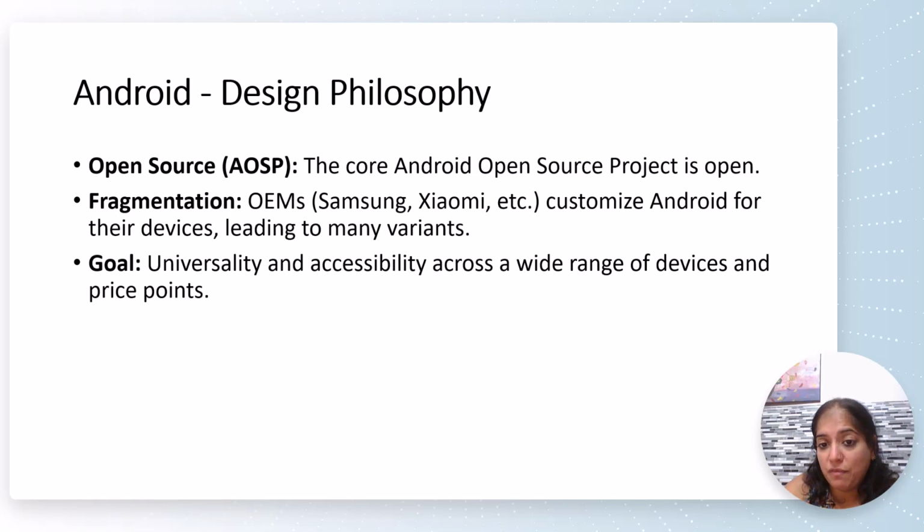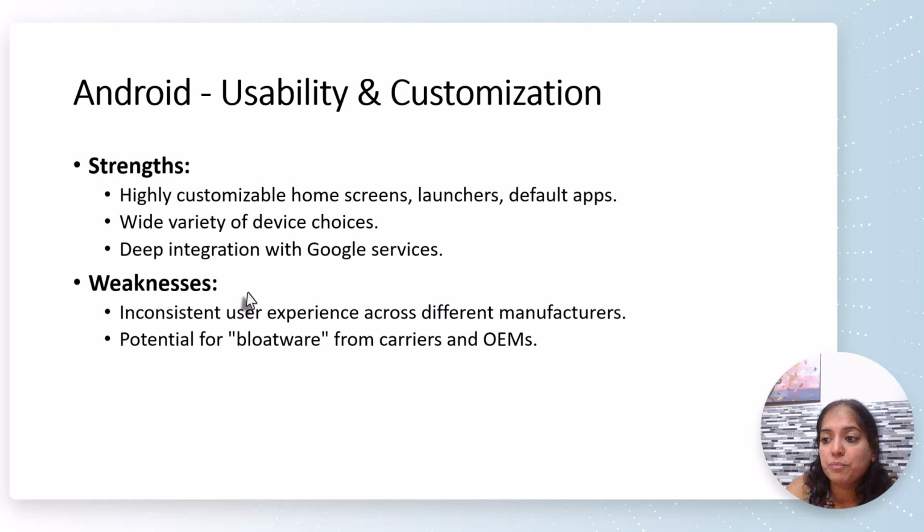The design philosophy of Android was openness and accessibility. By making AOSP open, Google allowed any manufacturer to use it for free. This led to its massive global adoption. However, this freedom also caused fragmentation. Samsung's One UI, Xiaomi's MIUI, and stock Android are all different experiences and they all update on different schedules. This is the central trade-off of the Android model.